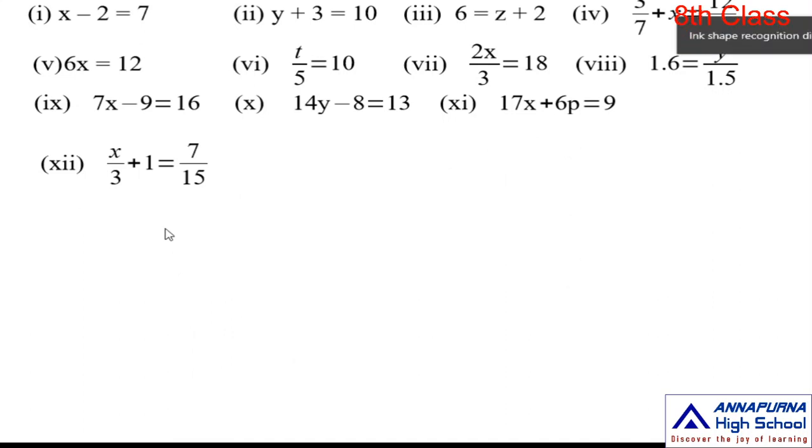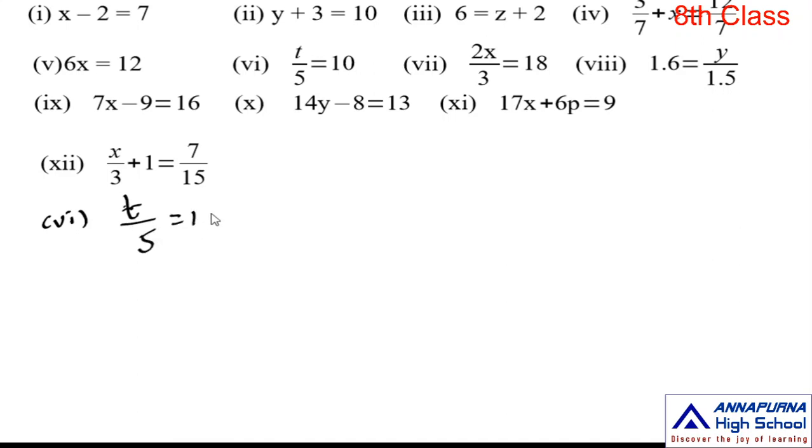Okay, let's come to the sixth one. Here the sixth equation is t by 5 is equal to 10. In this equation also we have two terms, one is t by 5 and another one is 10. The t by 5 on the left side is a variable term, and 10 is a constant term. If you find the value of t, you transpose this 5 to the right side. Here t by 5 means t divided by 5, t divided by 5 is equal to 10.